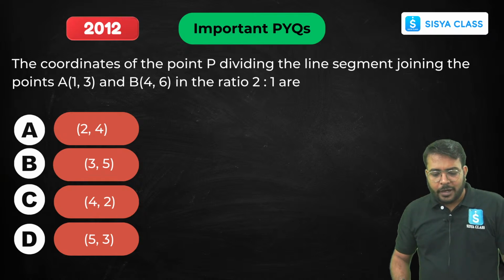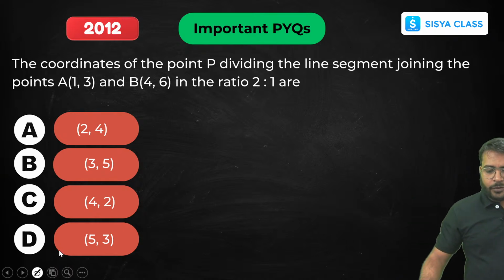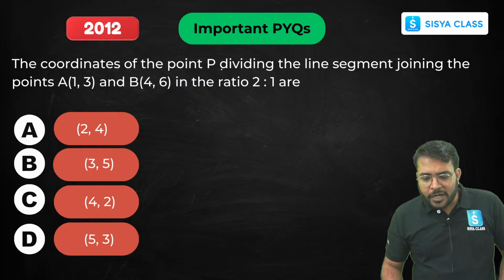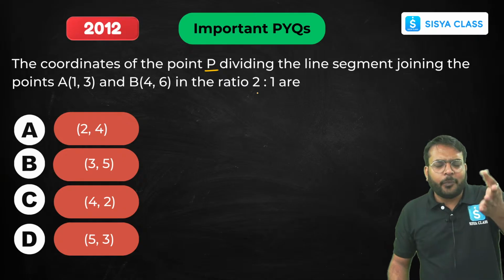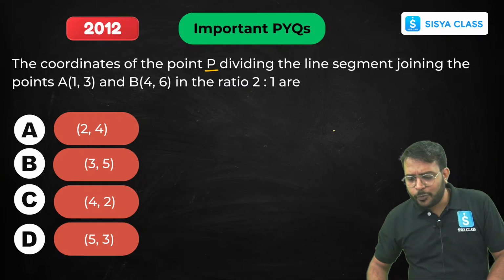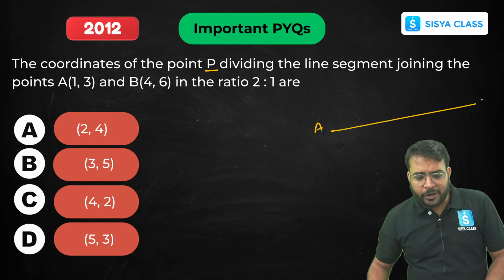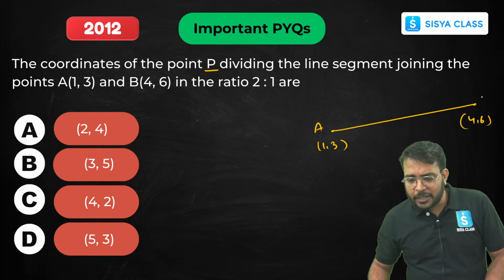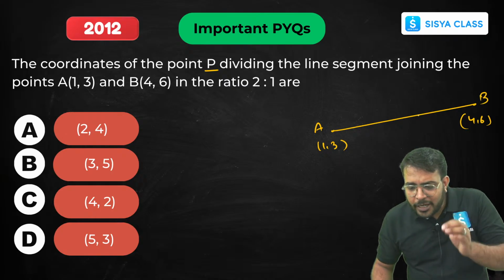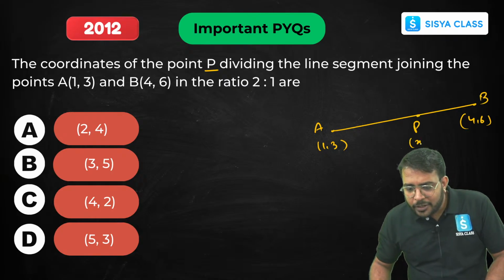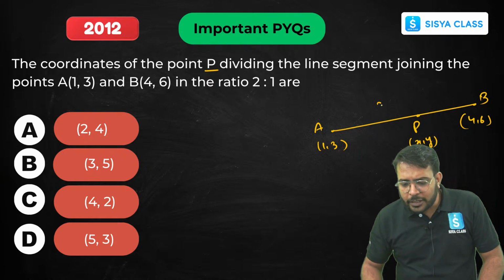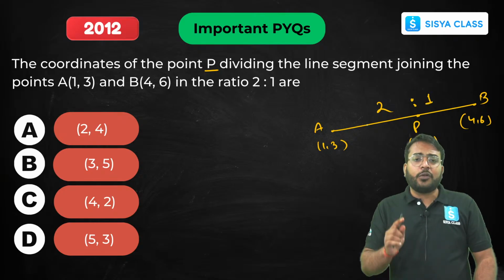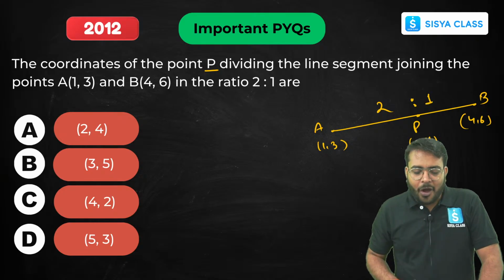Yes, fine. 2012, this question has been asked, beta, in 2012. What they have given: coordinates of point P dividing the line segment joining this point and this point in the ratio 2:1. I have been asked the coordinates of point P. I have two points. Point A has coordinates 1,3, point B has coordinates 4,6. What is being asked is the coordinate of point P such that point P divides the given line segment in the ratio 2:1. Point P divides the line segment in the ratio 2:1, yes or no, okay.